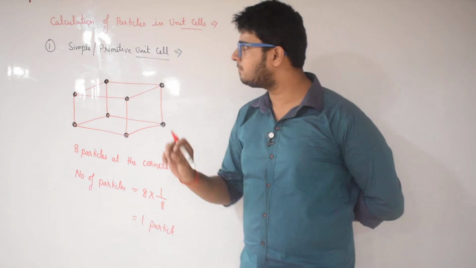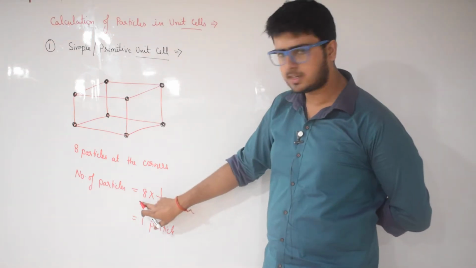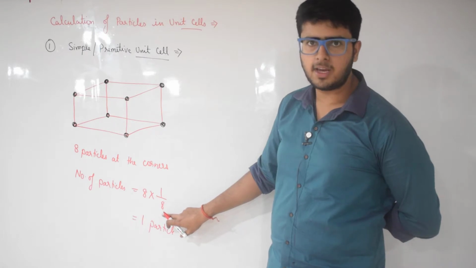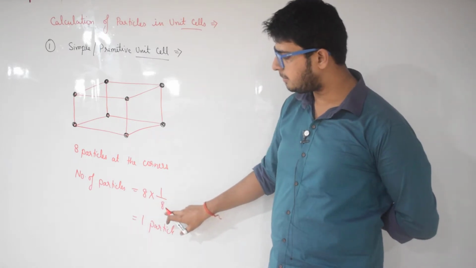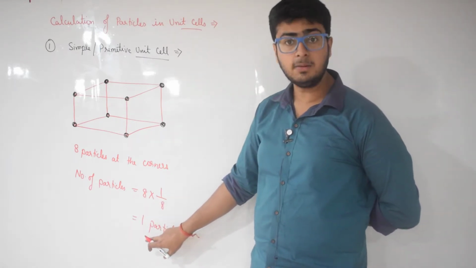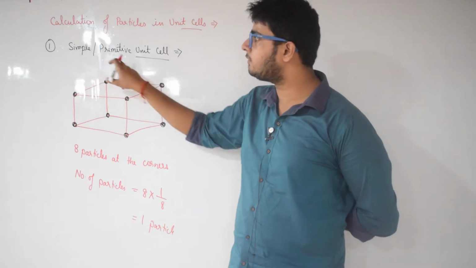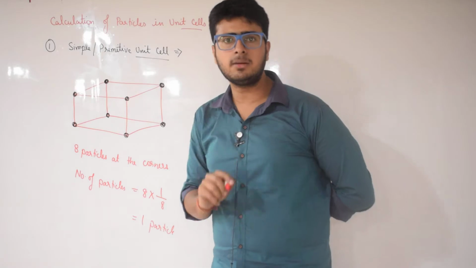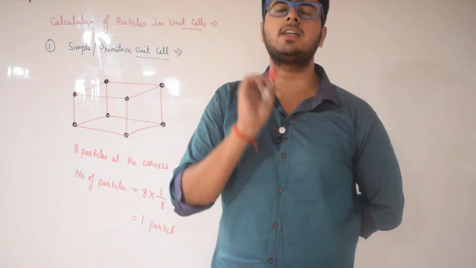So, in case of simple or primitive unit cell, we have 8 particles at 8 corners, and the contribution of one particle is 1 by 8. So, 8 multiplied by 1 by 8 becomes 1 particle. That means a simple or primitive unit cell has only one constituent particle. It can be an atom, a molecule, or an ion.